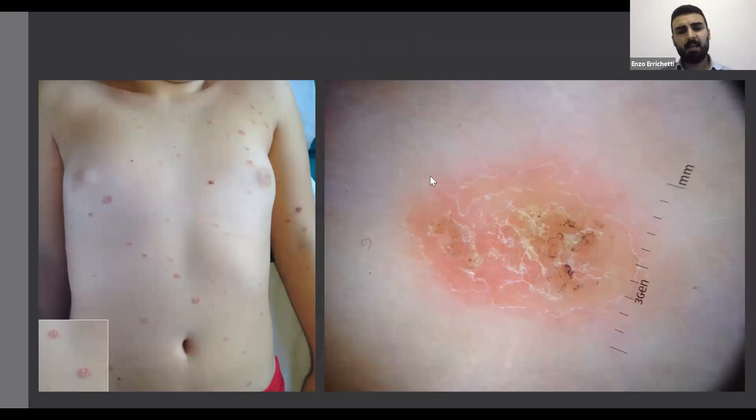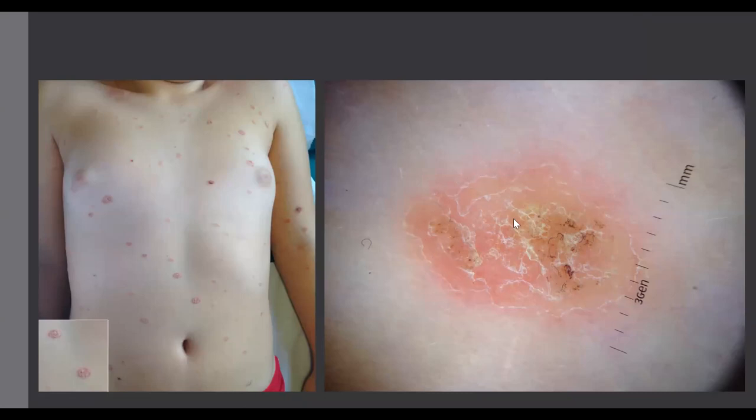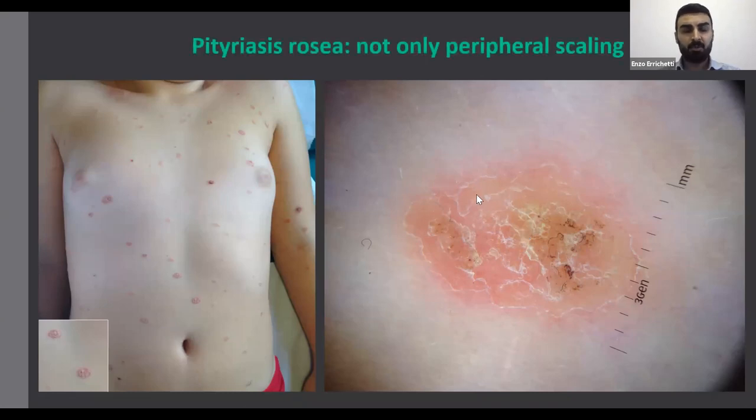This is another case. It is a papulosquamous condition. And on dermoscopy, we have yellow scales and crusts, but also a peripheral white collarette. So it could be, according to what we learned from the literature, dermatitis eczema, but actually it was pityriasis rosea. This is to show you that sometimes pityriasis rosea may also show yellow scales and crusts, especially in atopic patients.